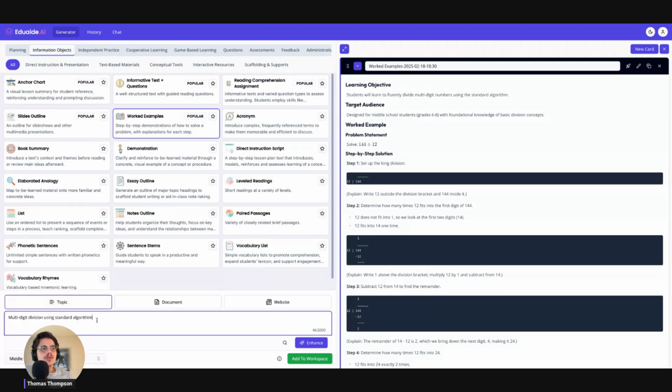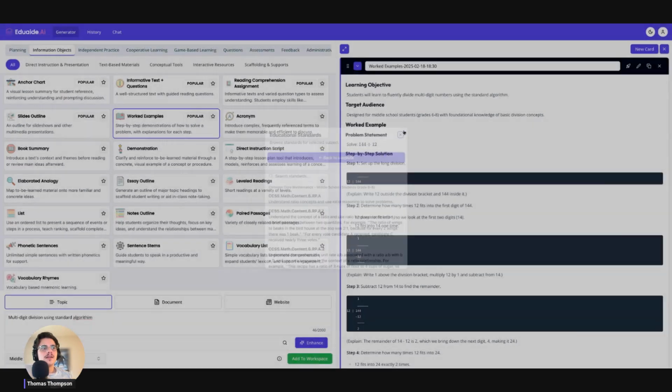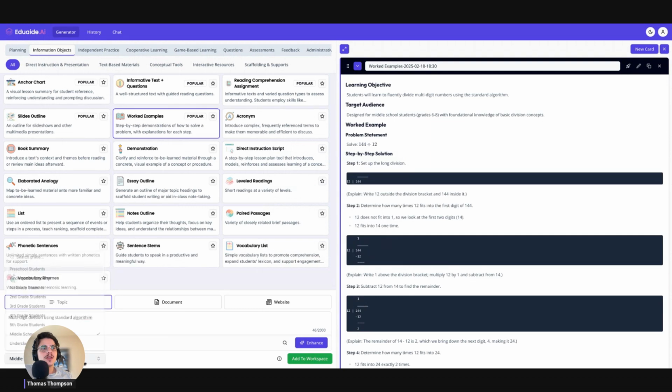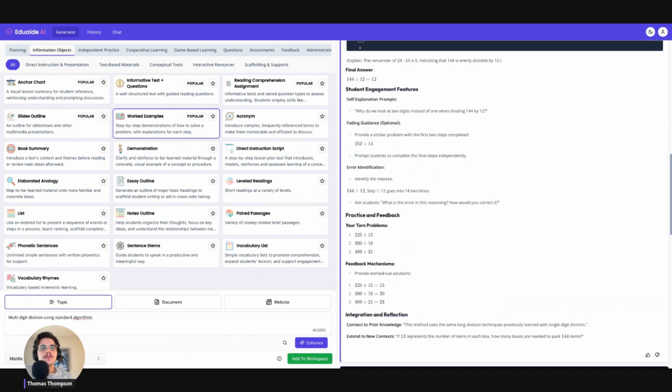So I have my multi-digit division using the standard algorithm. That's the standards based text, which you can pull up here using our standard search tool. Just math standards. It's already mapped to middle school. That's our grade that we have selected. And you can look those up, and it's right here. I already hit add to workspace, and we have our worked example here.